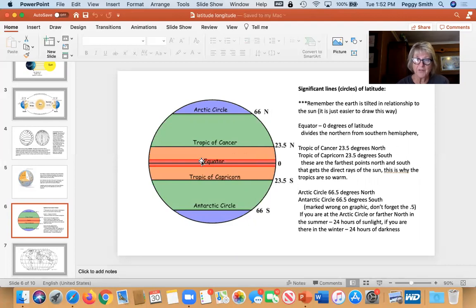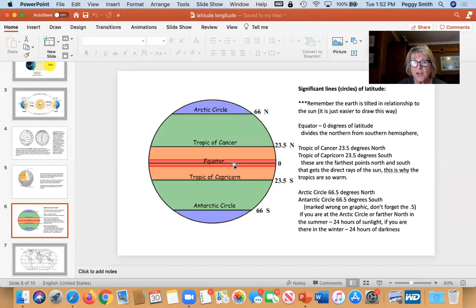So year-round, they get those direct rays of the sun in this region. Up in these regions further north or further south of the area, they get more oblique rays of the sun. So not nearly as intense as getting them directly. Okay, if you are up here, this should be 66.5 degrees north, 66.5 degrees south. I got this graphic off the internet, so go by these numbers over here. This is what I've put in.